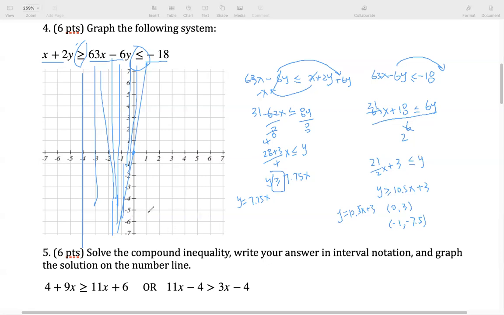So let's graph those 2 points. Let me graph with red color. 0, 3, I have this point. Then I have -1, negative 7.5 somewhere here. Now let's graph it, connecting those 2 dots. Then this one maybe goes a little bit up.